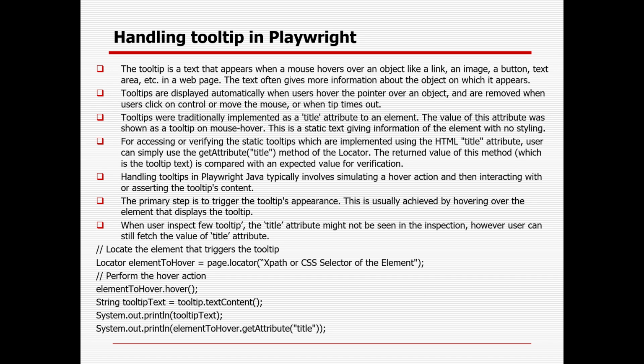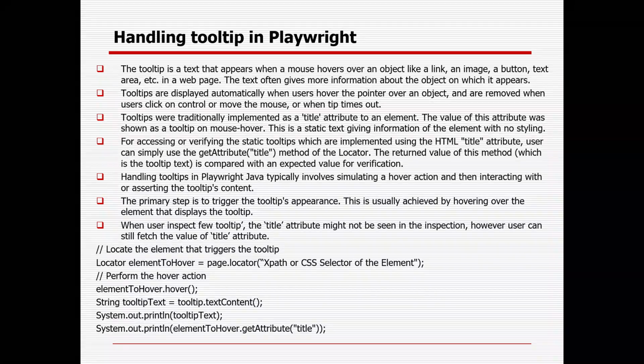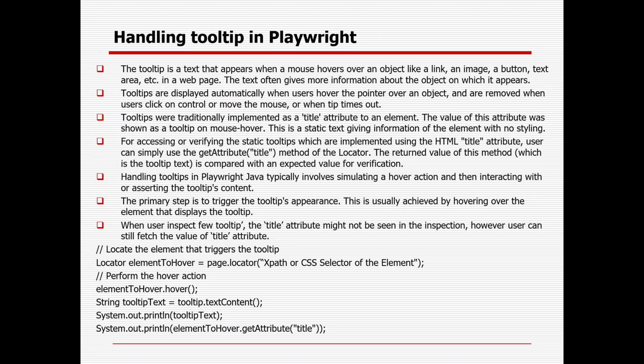Tooltips are primarily displayed automatically when the user hovers the pointer over an object and are removed when the user clicks on the control or moves the mouse, or when the tip times out. Tooltips were traditionally implemented as a title attribute on an element. The value of this attribute was shown as the tooltip on mouse over. This is static text giving information about the element with no styling.